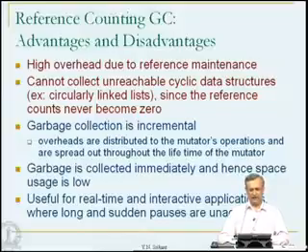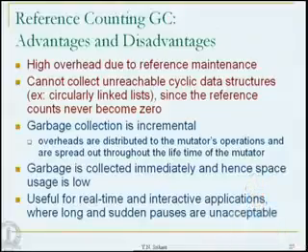Whereas, with reference counting type of garbage collection, garbage is collected immediately once the reference count becomes 0, and hence you can probably do with less amount of heap memory. Reference counting method is very useful for real time and interactive applications where long and sudden pauses are unacceptable. So, this is what I just now told you. Java programs introduce such pauses, and these may be unacceptable to us. Therefore, this reference counting GC, even with its limitations, has its place in real time and interactive applications.